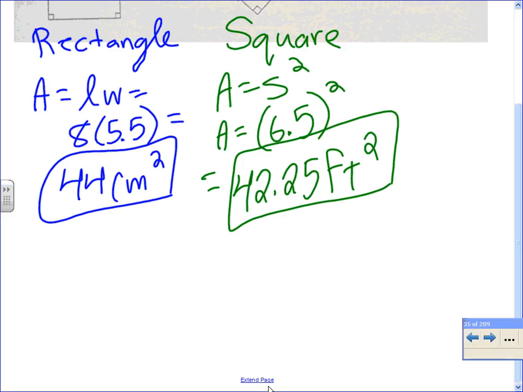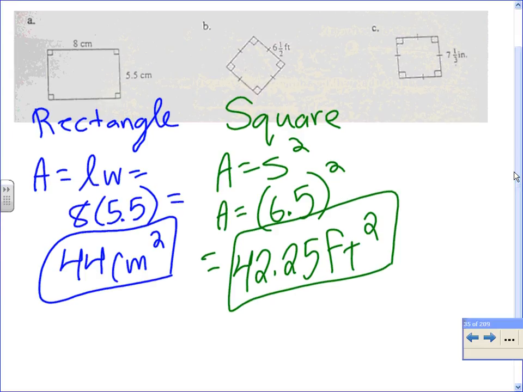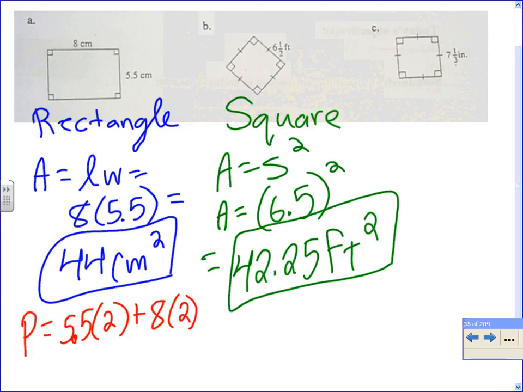Alyssa? Good. Good. So 5.5 times 2 plus 8 times 2. Okay, so Annalise, what do we get? Good. 27 regular units here, centimeters. For what one? Well, we're not there. We're not doing that one. So don't worry about that.